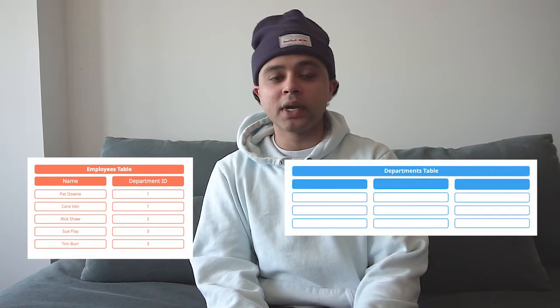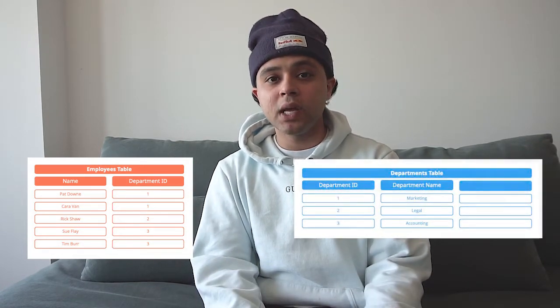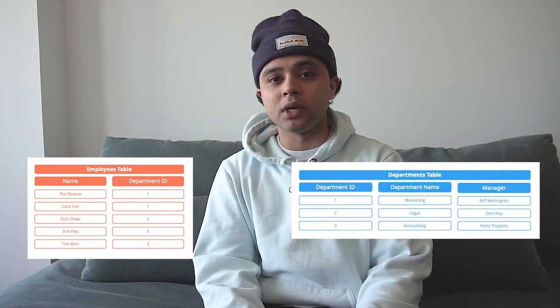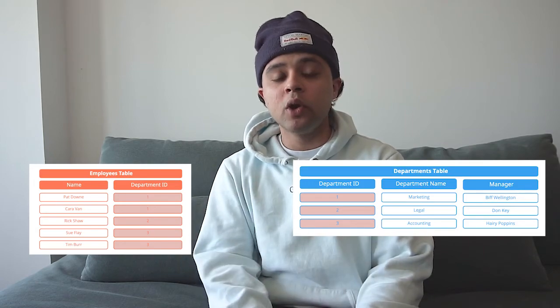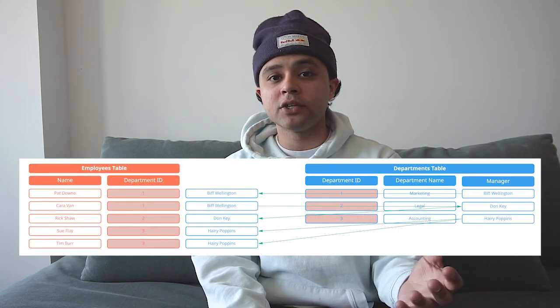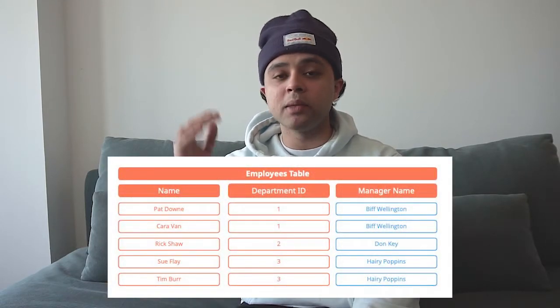In our employees table, we have the employee's name and the department ID that they work in. In our departments table, we're going to have the department ID column, the name of the department, and the name of the manager who leads that department. Using VLookup and the department ID in either table, we're going to bring back the name of the manager into our employees table. What we're going to end up with is a list of all our employees and the manager that's managing them. Let's get to it.